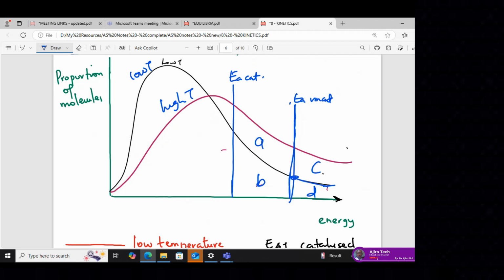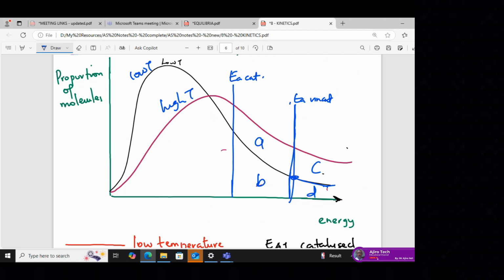What about low temperature catalyzed? B and D. It was already reacting when there was no catalyst. Now you see it react when there's a catalyst. So low temperature uncatalyzed, D. Low temperature catalyzed, now B and D. Do you agree?